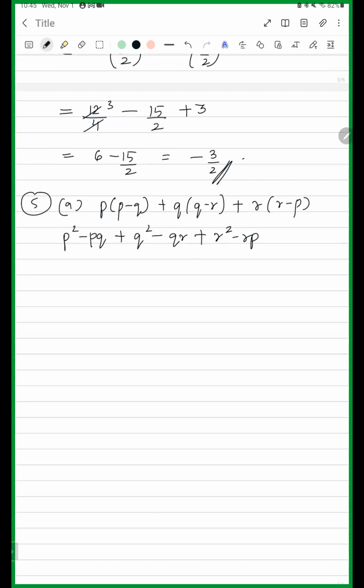But you know what we do? Just to make it look pretty, we do one thing. We will just write p square and q square and r square together. Then we will write minus pq minus qr minus rp. Okay? That's it? Yeah, that's it.